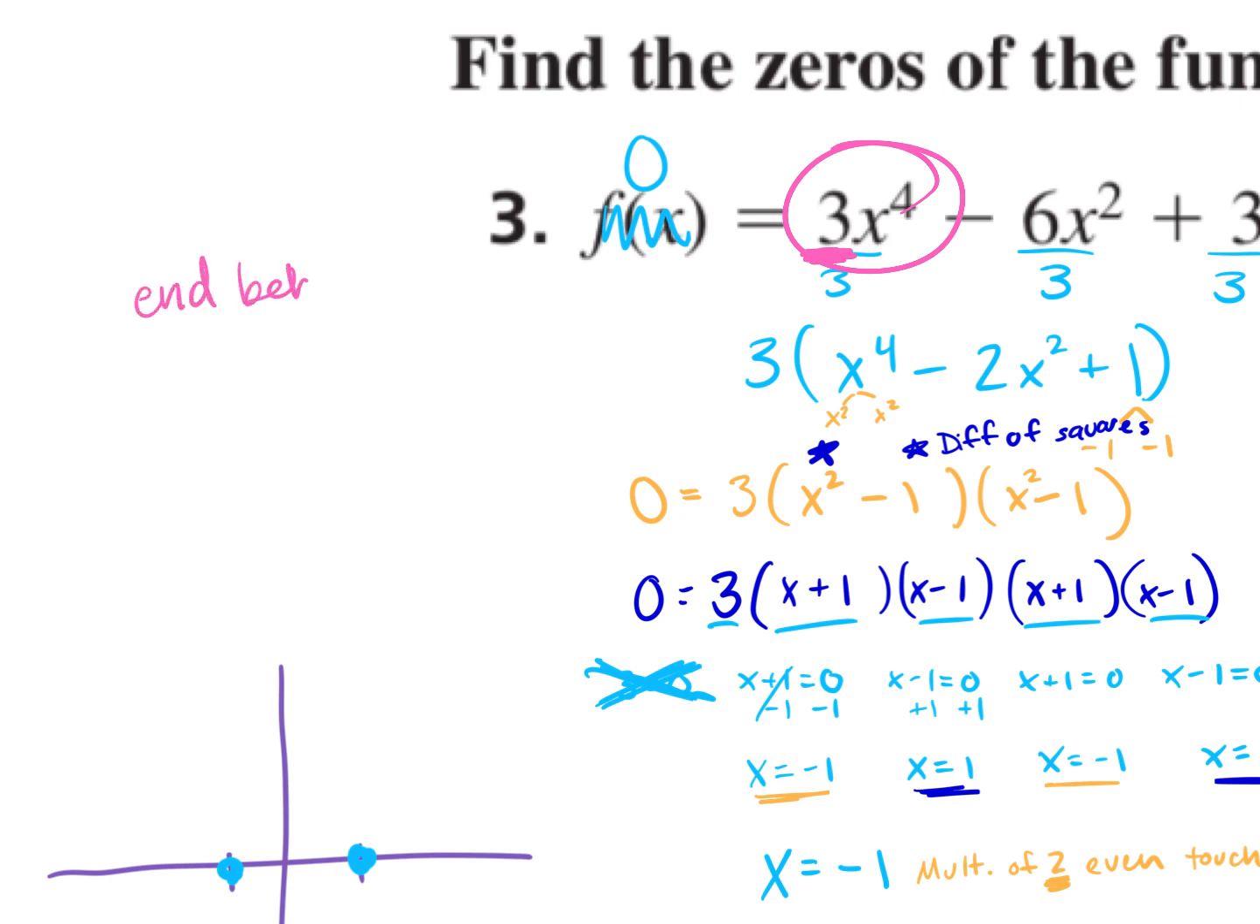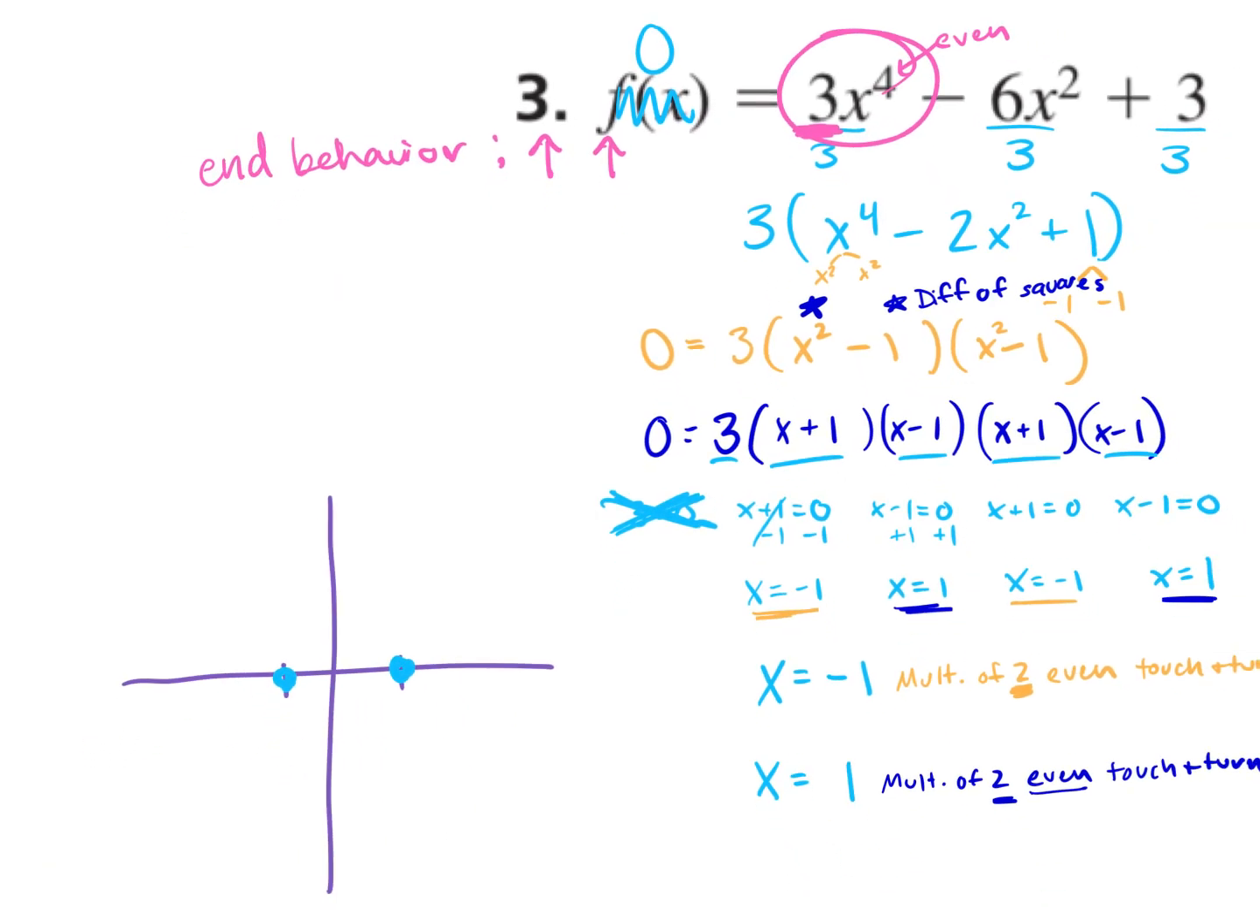So the end behavior, the right arrow is going to go up. The exponent 4, is it even or odd? Even. So are they going to go in the same direction or opposite directions? Same. So the left arrow goes up also. So from my point farthest to the left, I have an arrow that goes up. From the point farthest to the right, I have an arrow that goes up.